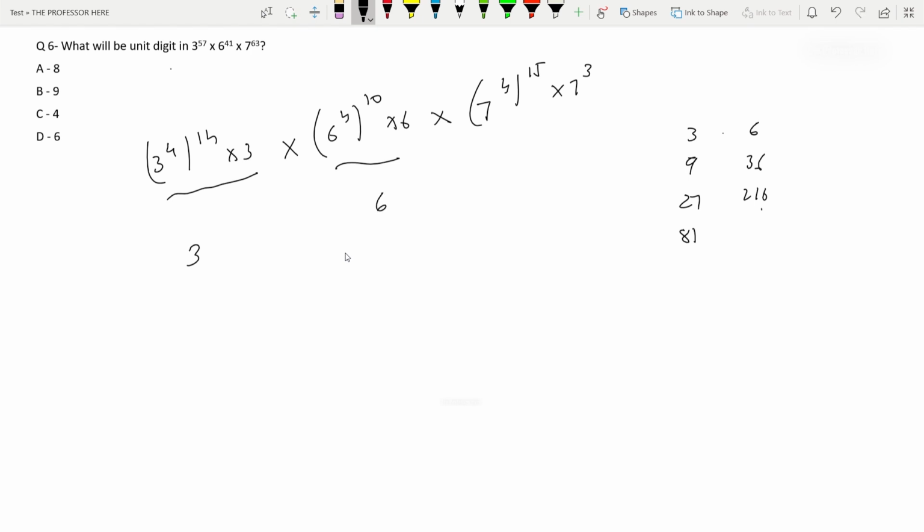We reach the last number, which is 7 raised to 4. 7 raised to 4 would be 7, 49, 343, 2401. So the unit digit here is 1 again. So 1 into 7 raised to 3 is 343. The unit digit is 3. So it becomes 3 into 6 into 3 into 6 into 3. 3 into 6, 18. 18 into 3 is 54. So the unit digit is 4. Option C is the answer.